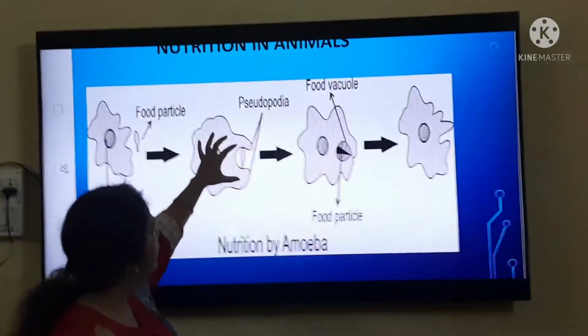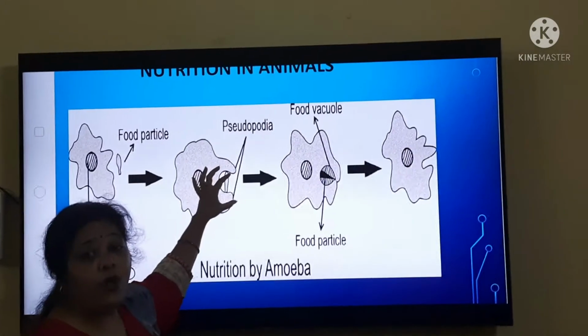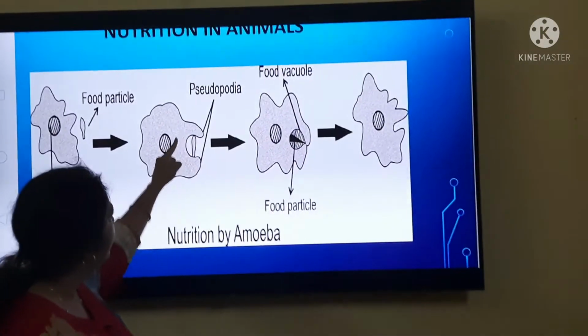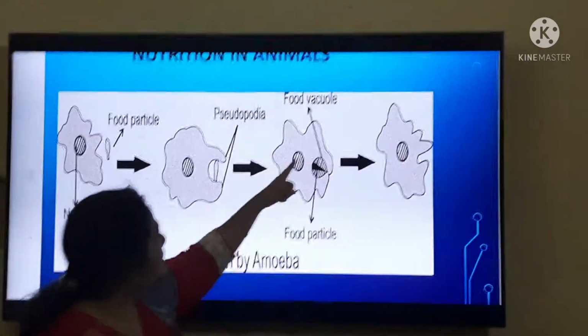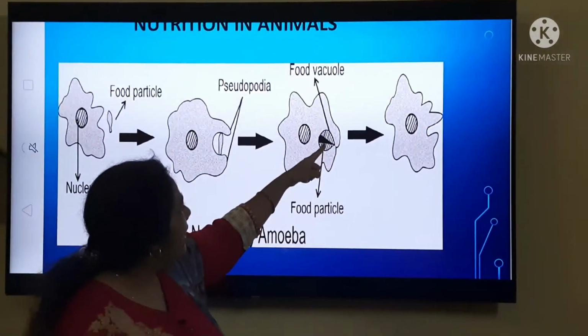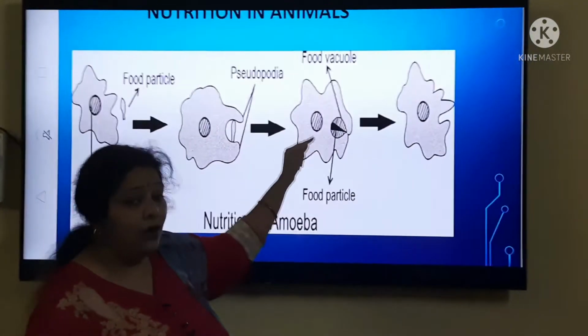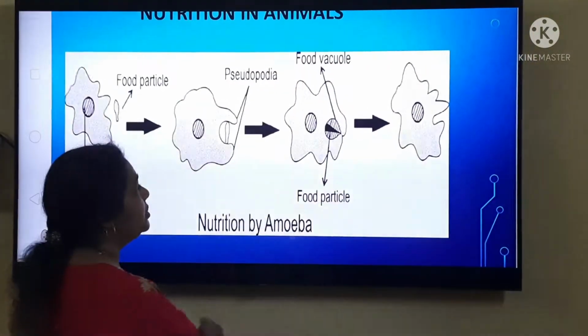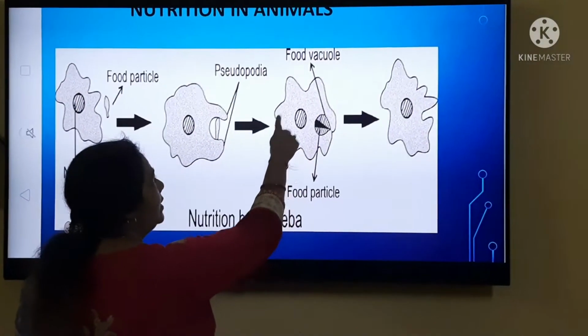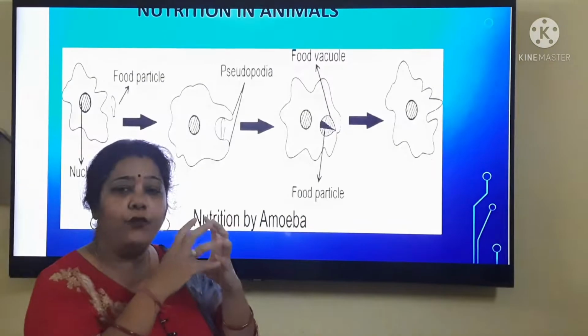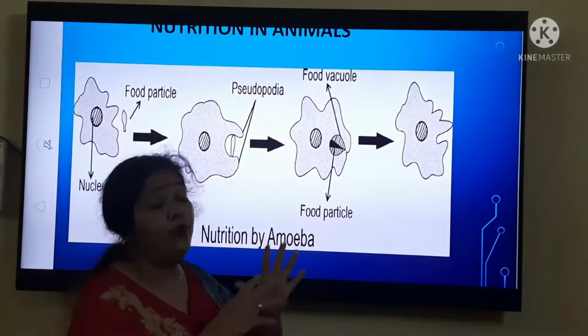So it has started growing its false feet from this side, and it is capturing it. Then it is closing its false feet, and the food particle is inside the body of the amoeba. Now what will happen? This will just move on inside its body, and the food is now called the food vacuole.